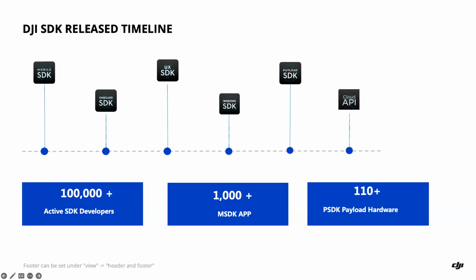Over the years, with the DJI SDK interface, we now have over 100,000 active SDK developers, over 1,000 MSDK apps, and over 110 PSDK payload hardware options. It's been great to see the growth of the interface throughout time. Though we've had some different SDK options over the years based on demand, including a UX SDK, Windows SDK. As you see on the previous slide, the current focus remains on the mobile SDK, onboard and payload SDK, and cloud API.